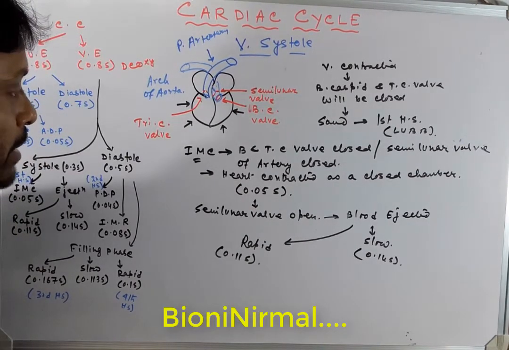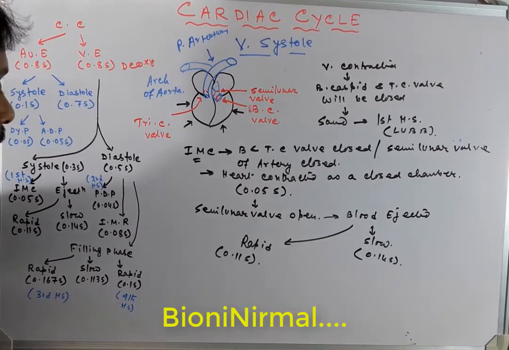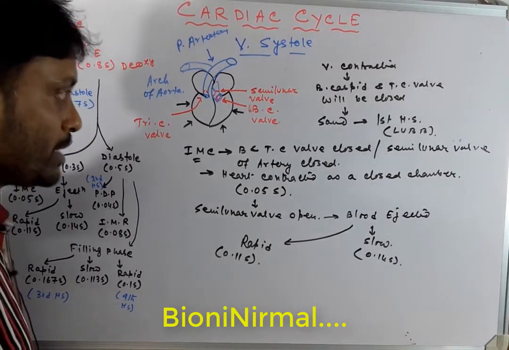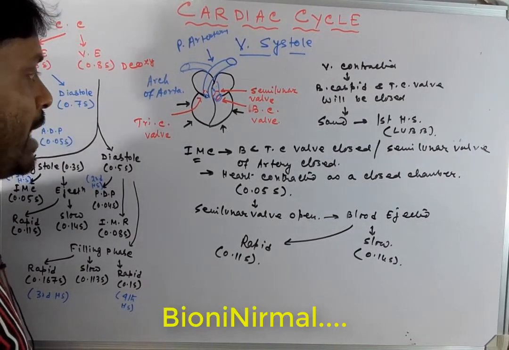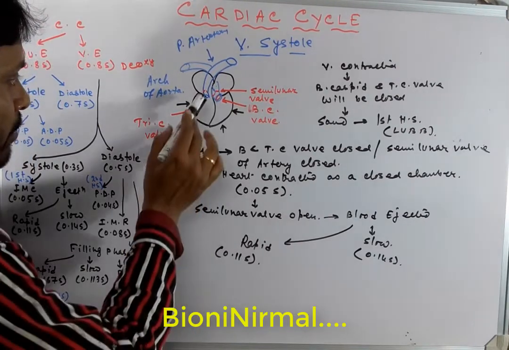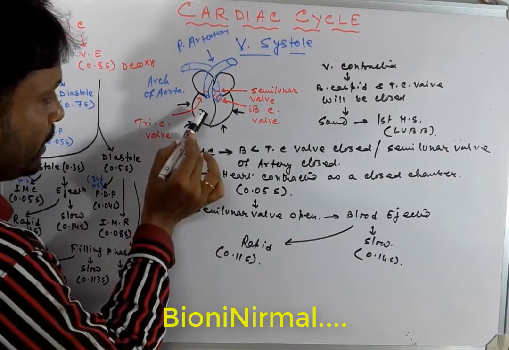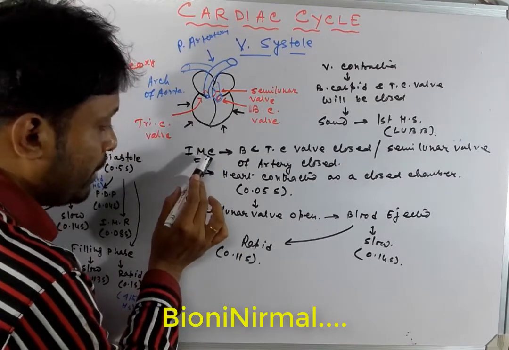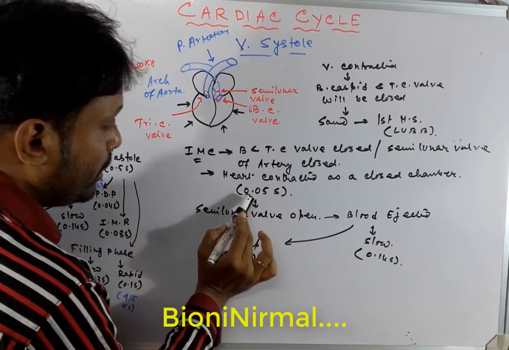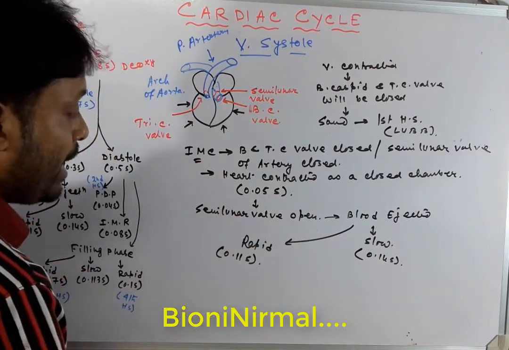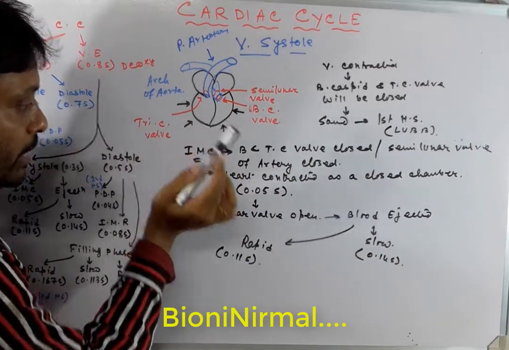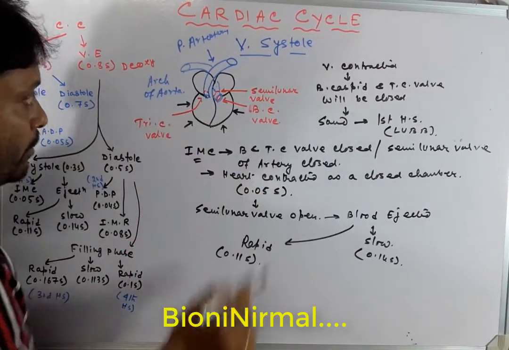So during the ventricular systole, the ventricle will be contracted, and the bicuspid and tricuspid valves will close and make a sound, which is called the first heart sound. During this time the semilunar valve also remains closed, so the heart contracts as a closed chamber, and this is called isometric muscle contraction. This lasts for 0.05 second, and next the semilunar valve will be opened because the ventricular pressure slowly increases, and so the blood is ejected from the ventricle.